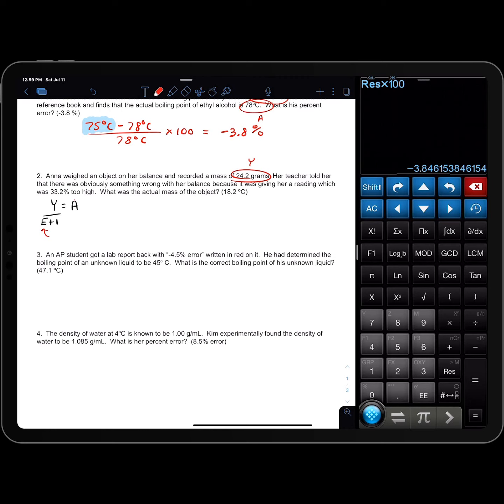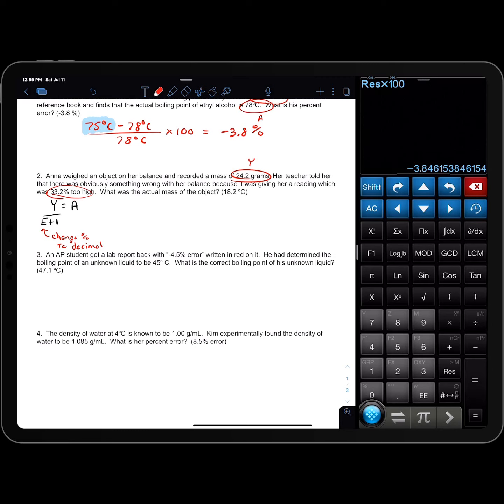I said that I would get rid of the 100 times 100, and that's just one of those things you're going to have to write down and remember. We're going to change that percent to decimal. All right, let's plug our numbers in now. We know that the percent was 33.2% too high.